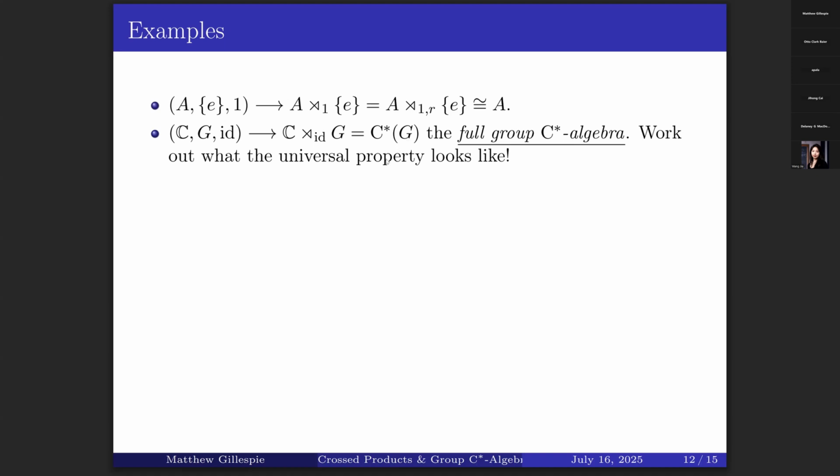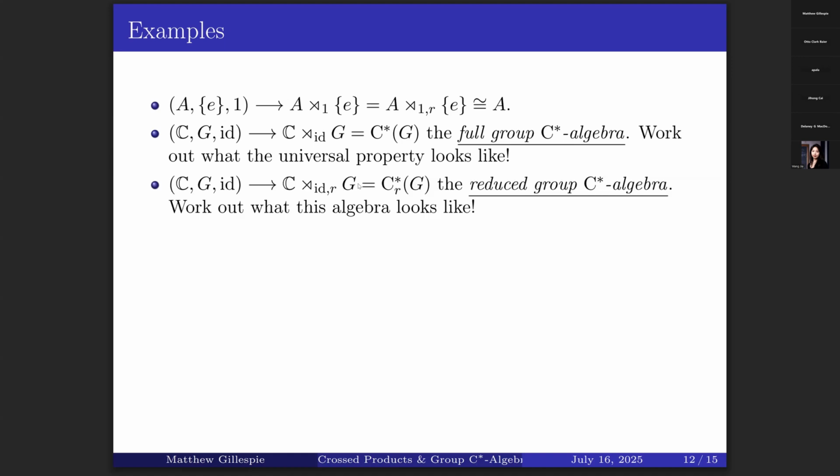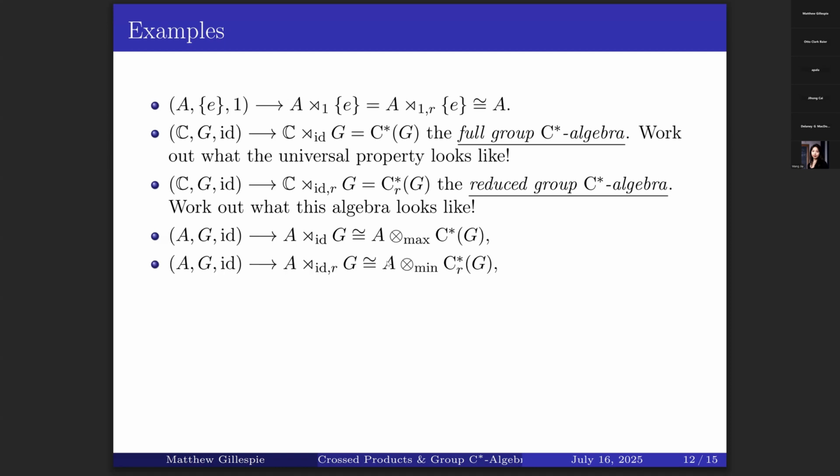And I'll actually work out in a moment what the universal property in this case translates to. But this is a very important construction, and it's part of the title of the talk, so we'll talk about this a little bit more in the next slide. If I look at the reduced cross product of this thing, I get what's called the reduced group C-star algebra, and that's denoted with this little small r here. So two important constructions here. If I take now two arbitrary things, A and G, but again I have the trivial action that does nothing, then this cross product is just the maximal tensor product of A with the group C-star algebra, and its reduced cross product is the minimal tensor product of A with its reduced group C-star algebra.